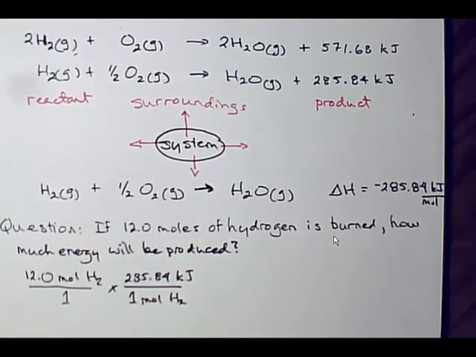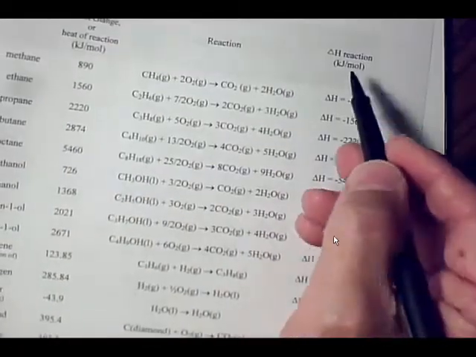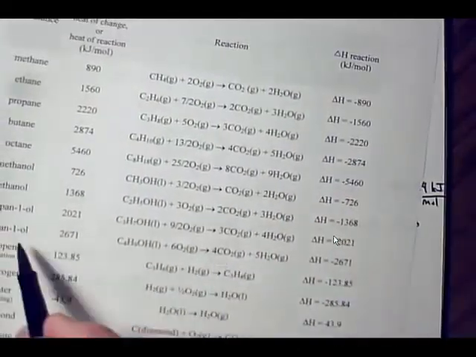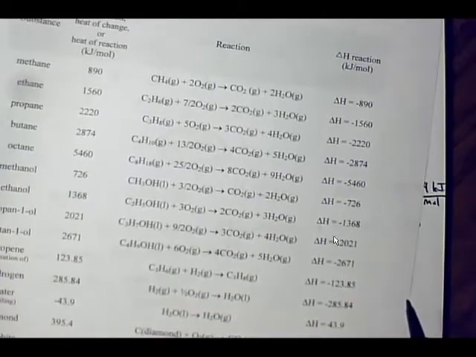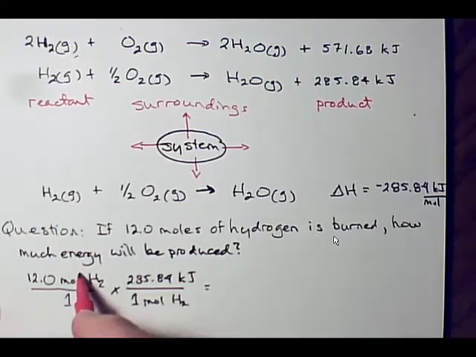If you look on the reference sheet, it says kilojoules per mole. It just doesn't say what the chemical is until you get down here and look over this way to find what chemical applies to that number. Okay? All right, now we're ready to do the math. That's all there is to this math. Pretty simple once you learn to set it up. It's not hard once you figure out how to set it up.